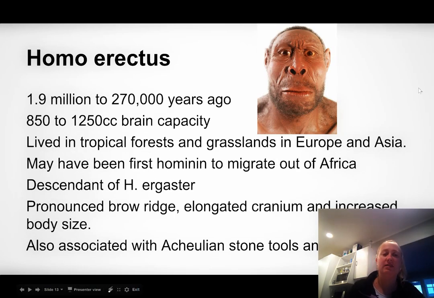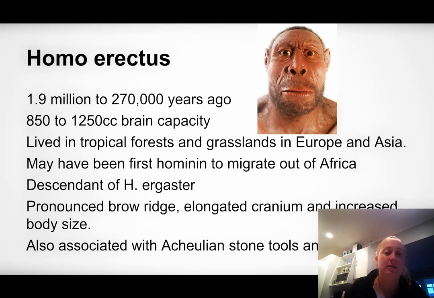Homo erectus. So these guys were the species that have lived the longest, okay? They've lived quite a long time and will probably have lived longer than what Homo sapiens are actually going to live for. It sounds a bit sad. But they lived for a very long time. So 1.9 million to 270,000 years ago.